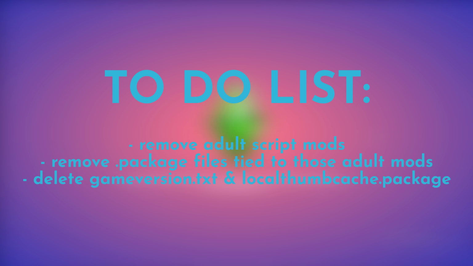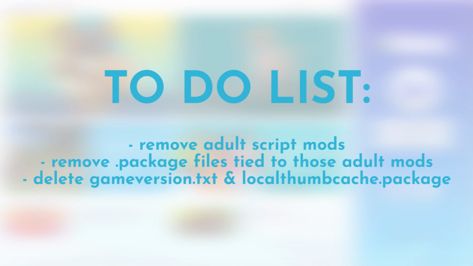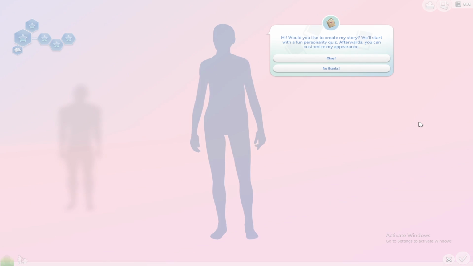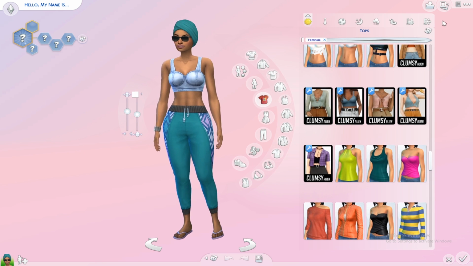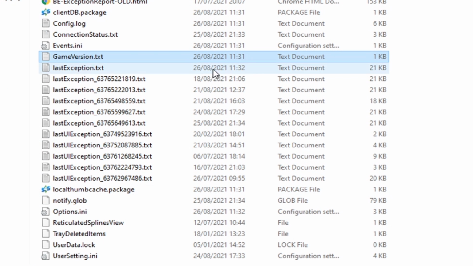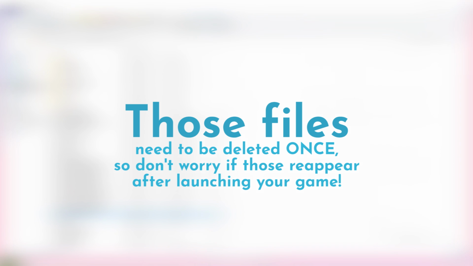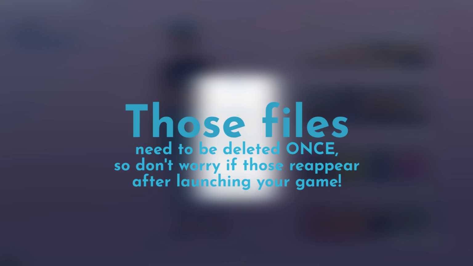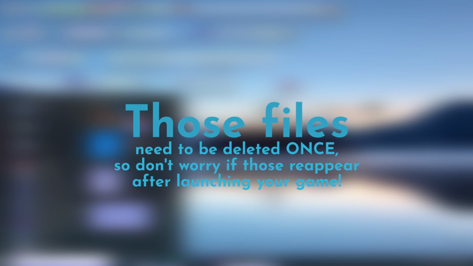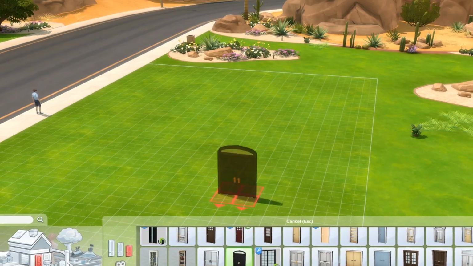And once you have removed all those problematic adult script mods as well as package files tied to those script mods, and once you have deleted those two files, you can now launch your game and see if everything works fine. Also, just a side note, do not worry if those two files, like the game version and the local thumb cache files, show up once again in your TS4 folder. That is completely normal because those function just like your browser cache files do, so do not worry if those show up once again. You just need to delete them once or whenever you encounter these types of issues with your mods.